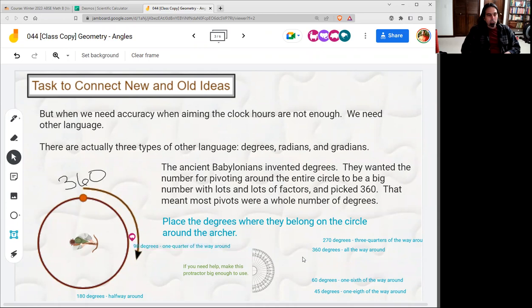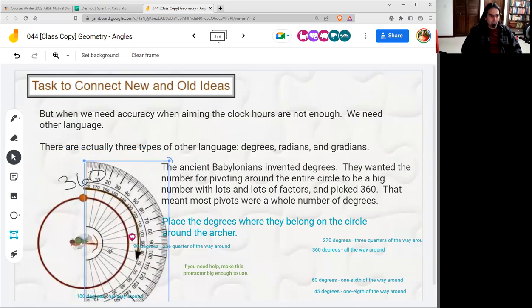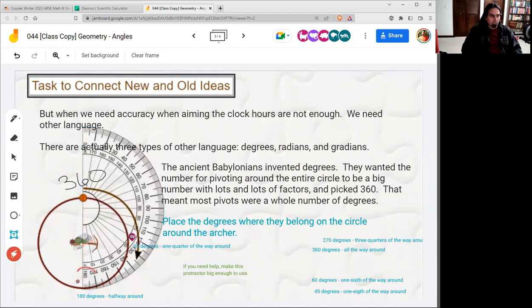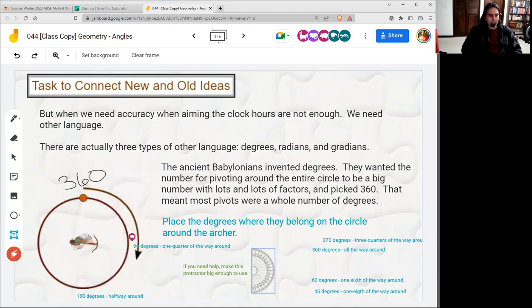Yay. So you may have seen a protractor. Did anyone play with protractors in school? Yes. This one is too small, but if I make it bigger, then you can see that 0 is up here, 90 is here, 180 would be way down at the bottom. So maybe that helps with things.